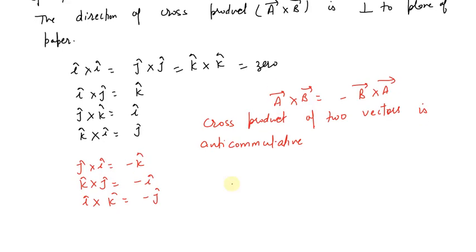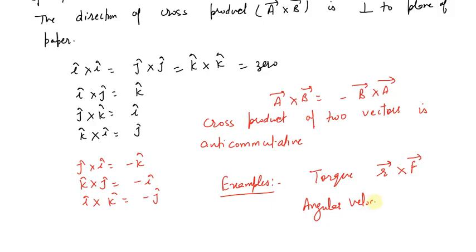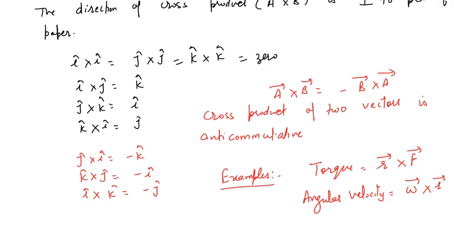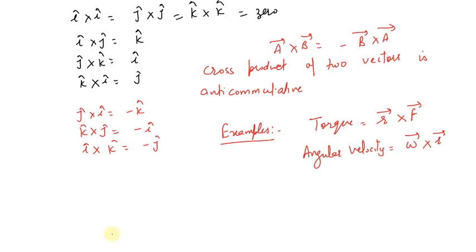Examples are torque, that is R cross F, this will come later in your syllabus. Angular velocity, that is omega cross R. Now we will find the vector product. There is some method.